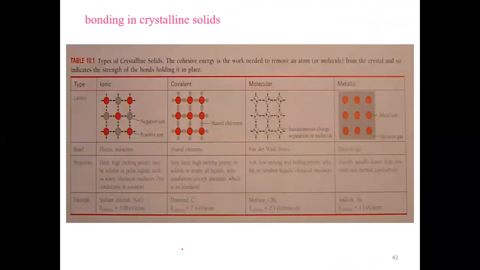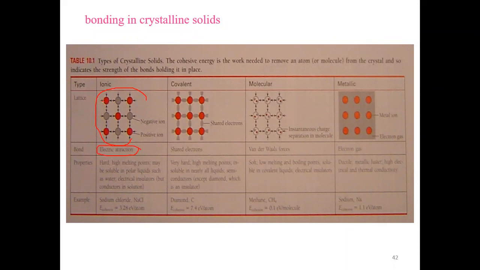Okay, so this table shows you different types of bonds and their properties in short. If we look here, you see the ionic bond, the lattice looks like this. You have a negative ion, the shaded one, and the red one is the positive ion. They stay very close to each other, and their bond occurs due to the electrostatic attraction, that means the Coulomb attraction. We have studied this earlier.